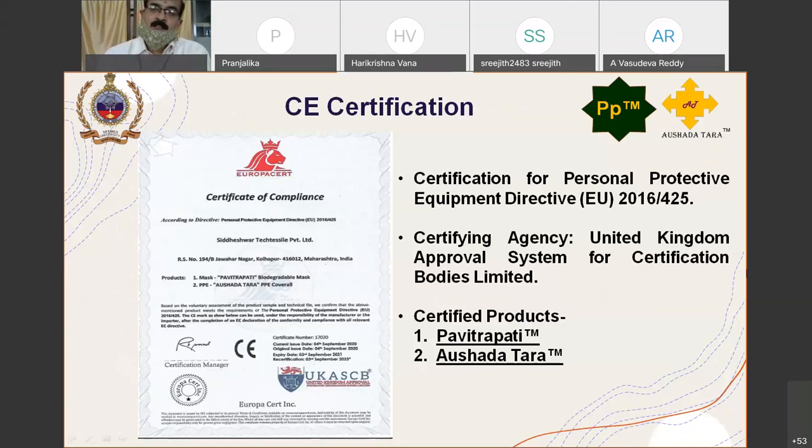Now, the company, as I was saying, showed the vigor of taking it international as well. We got lots and lots of inquiries from Singapore, Malaysia and Europe for this Pavitrapati mask, because biodegradation is going to be a very important word for all these PPE kits, because all the existing PPE kits are going to create biohazards as well.